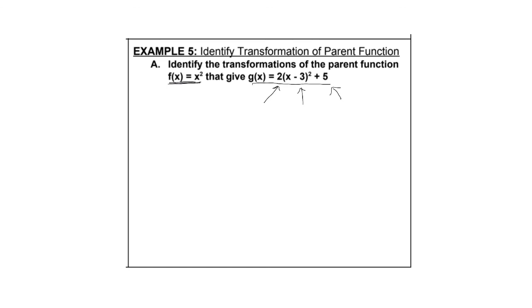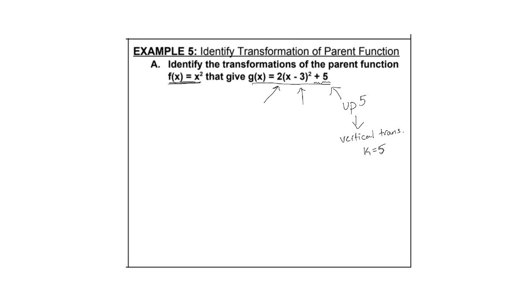Okay, the easiest one to identify is a plus or minus at the end. That tells us our vertical translation, whether we're going up or down. If it's positive, that means we're going up, and how many? 5. So up 5 is a vertical translation, and our k is equal to 5. Remember, our k represents our vertical translation.